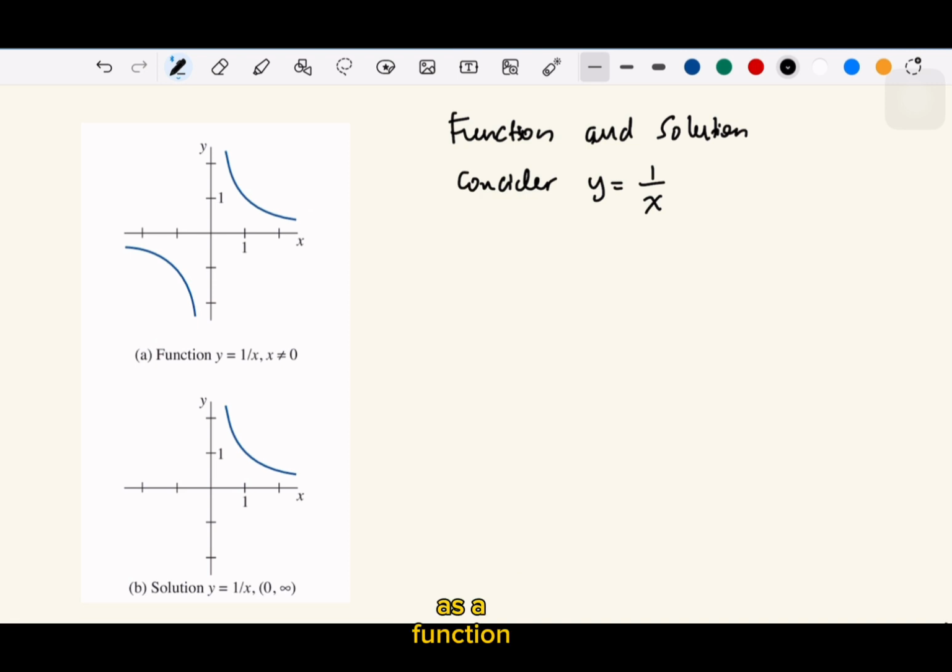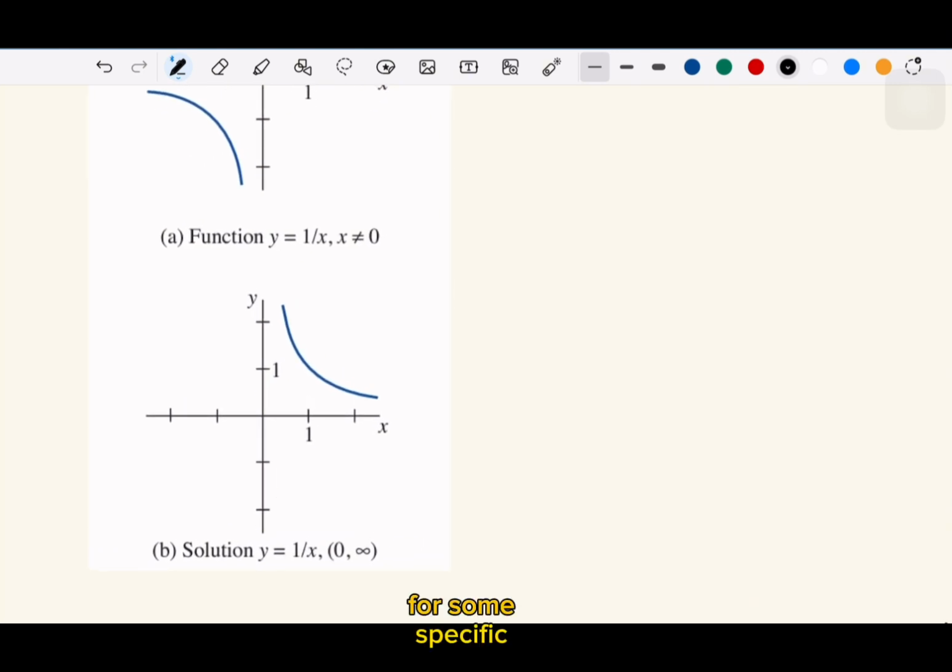Okay, that's as a function. But as a solution, for example here, for some specific case, we can say the solution is only this, 1 over x that is greater than 0. And that is the solution.